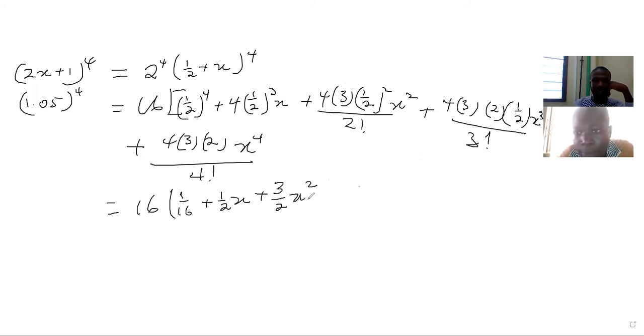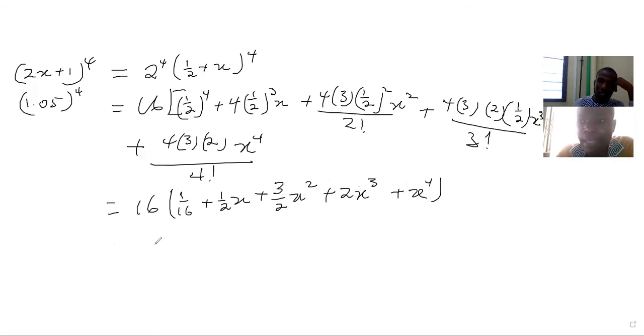Then plus this one, cancel this, then this one, so we get 2x cubed, right? Then plus x to the fourth. Then plus x to the power 4.